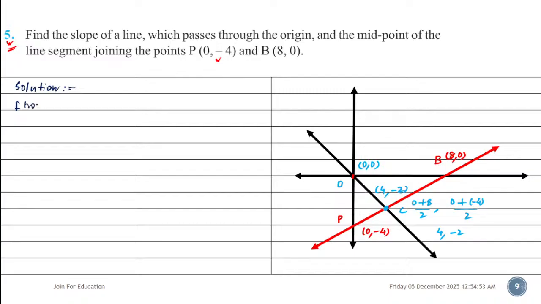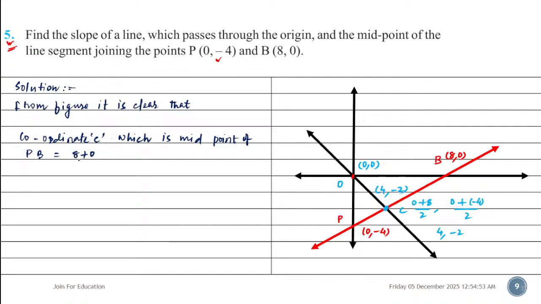From the figure, it is clear that the coordinate of C, which is the midpoint of PB, equals 8 plus 0 by 2 and 0 plus minus 4 by 2, equal to 4, minus 2.